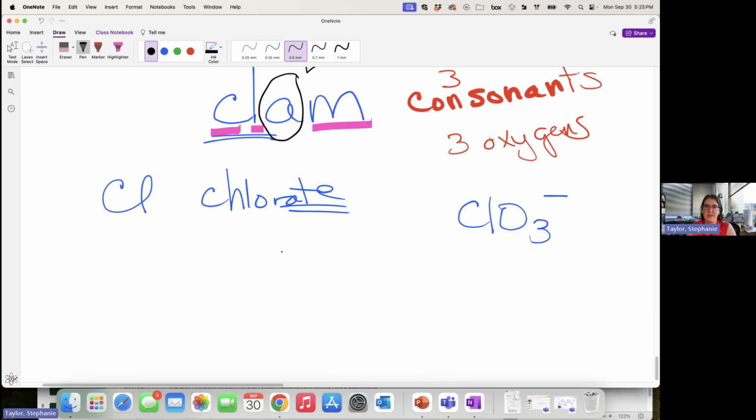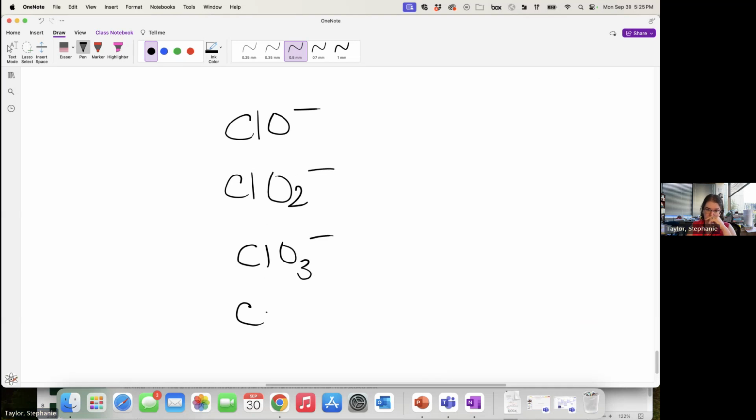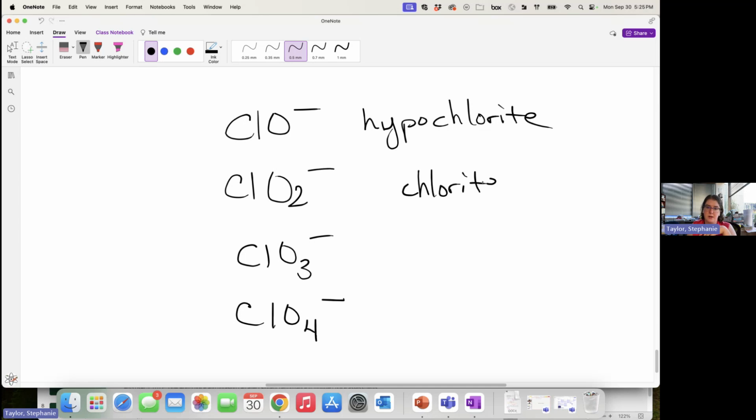What I actually do is I look for patterns because I love patterns. I love patterns oh so very much. So this is hypochlorite. This is chlorite. This is chlorate. This is perchlorate.